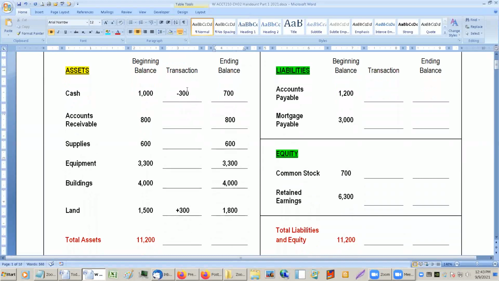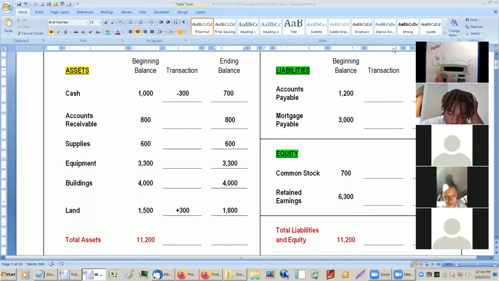Now you'll notice that we subtracted 300 and added 300. So if I go to this here, all of this happened on the asset side, so it should come out to be exactly the same, but let's just check and make sure it does.